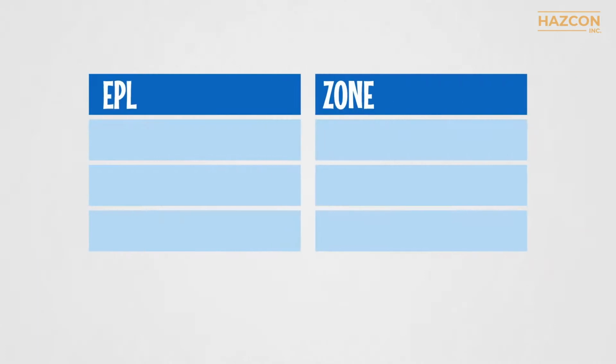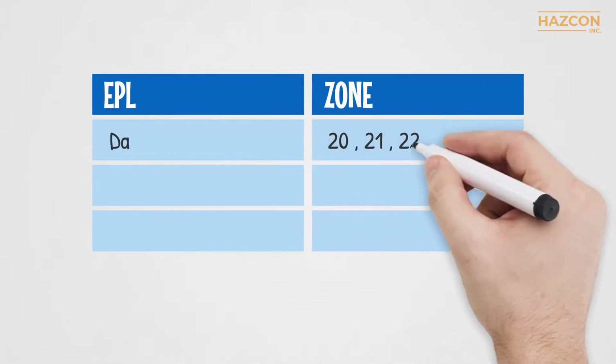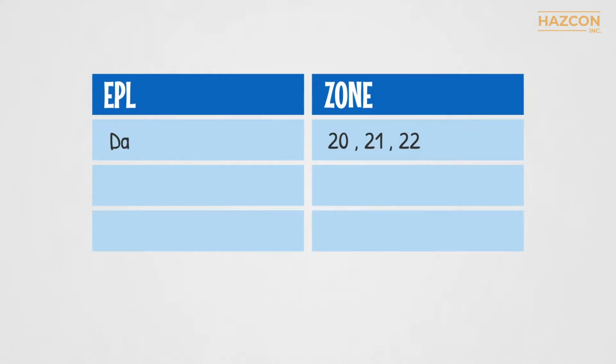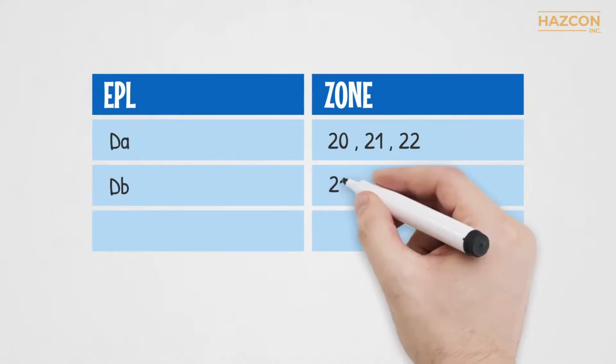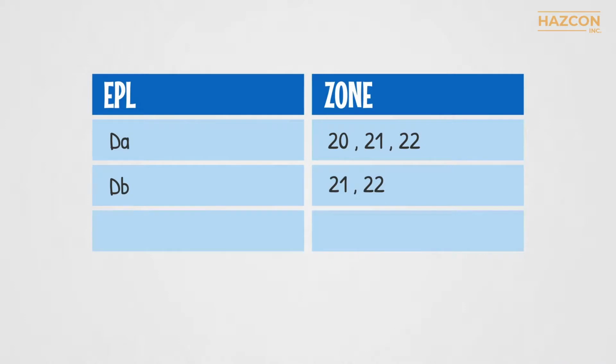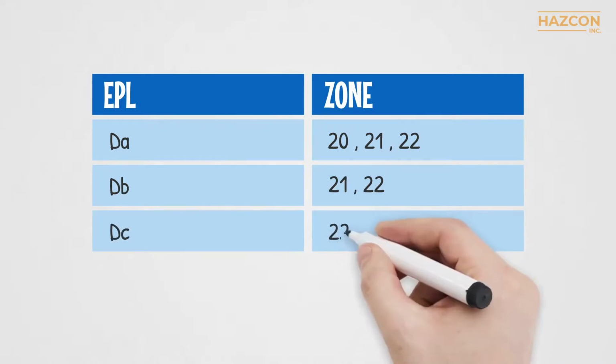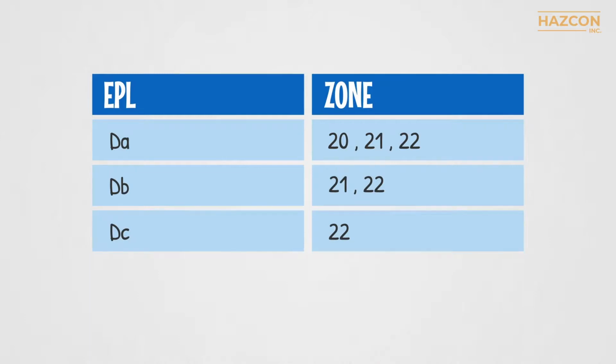The EPL of DA in our example means that the device can be installed in a Zone 20, 21 or 22 locations. An EPL of DB would dictate that the product can be installed in Zone 21 or Zone 22. An EPL of DC means the product can only be installed in Zone 22.